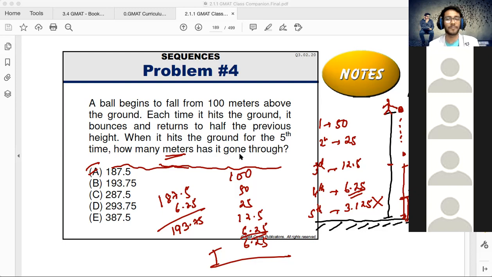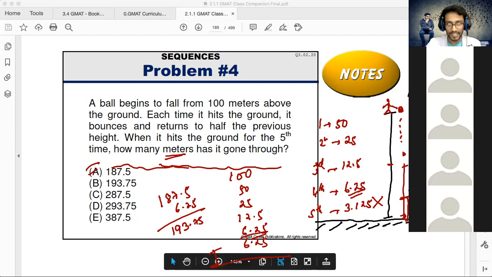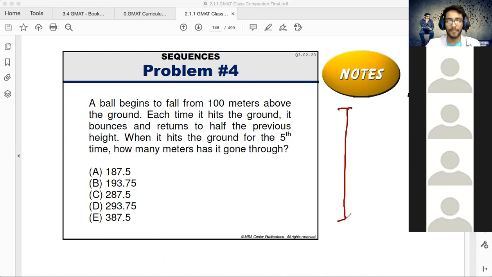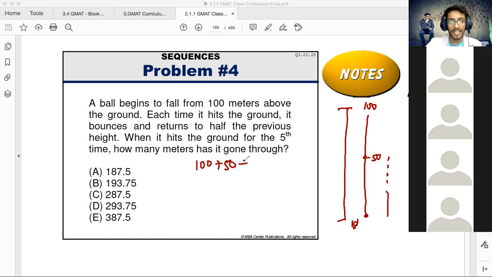Good, nice observation. Because the moment it went to the height of 50, it has to fall from the 50, right? Wait, let me draw a clear picture, then it will be clear. 100. First bounce: it hit. Where will it go? Till 50. Then it has to travel down also. After the first one it went 50, then again 50 for the second bounce. For the second bounce it will go 25, plus 25, again it has to come down 25.